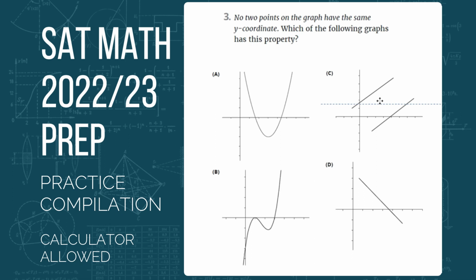In C, it cuts across two places, as you can see. So C is not the answer. Graph B, it cuts across more than two places. This is not the answer. So the obvious answer is D, where this horizontal line will cut across the graph only once. So D is your correct answer.